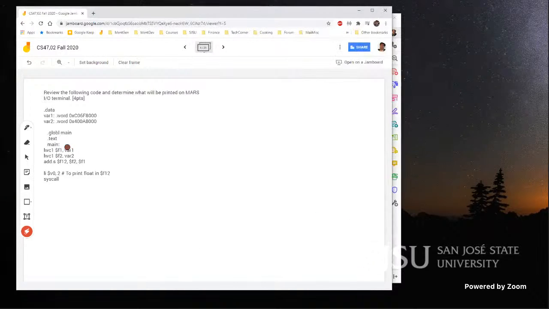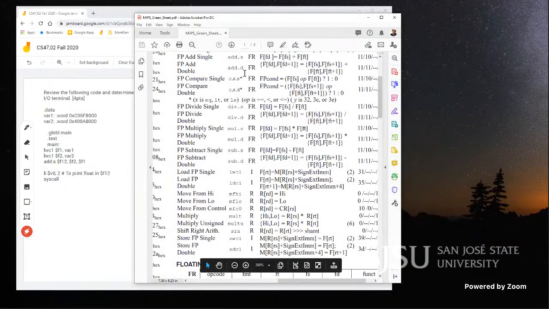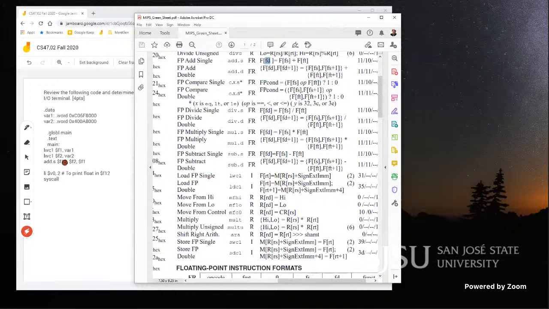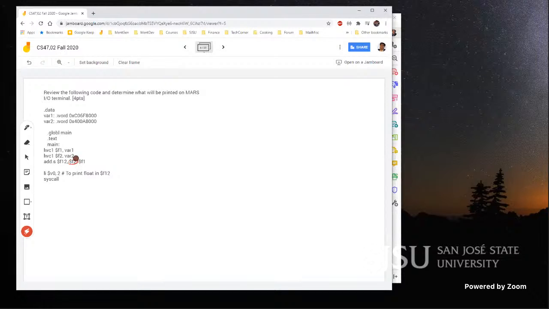So here we are reading from the variable on that label, meaning that word, and storing it in this F1, and the other is F2. And add.s is nothing but a single precision addition, which picks up two floating point registers, adds them up, and places the value into the target floating point register. So in this case, it picks up values in F2 and F1 and stores the addition result into F12. Then there is a syscall, which as the comment says, is to print the float value stored in F12, whatever that bit pattern is.